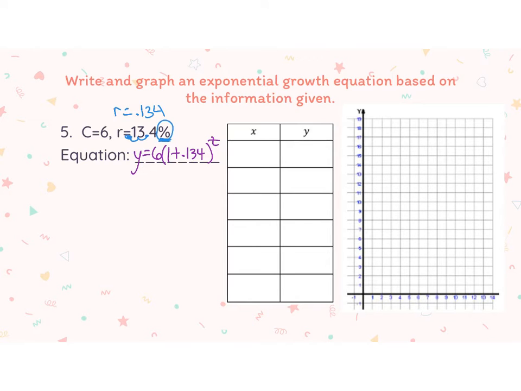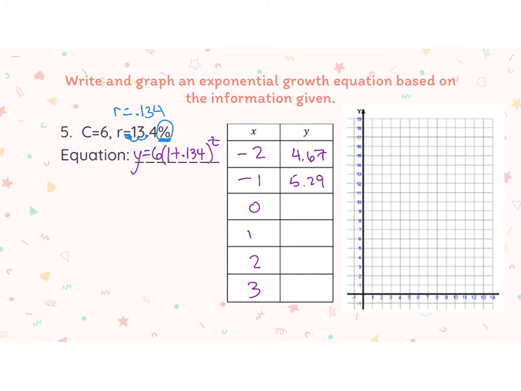Now I'm going to go ahead and make my table of values. And again, I'm going to graph these the same way that I did back in lesson 3. I make the same x values each time, and then I fill in the y values after plugging them into my calculator. So I've got 6 times, open a parenthesis, 1 plus 0.134, close a parenthesis, raised to the -2 power, I get 4.67 there. Then 6 times, open parentheses, 1 plus 0.134, close parentheses, negative first power, 5.29.